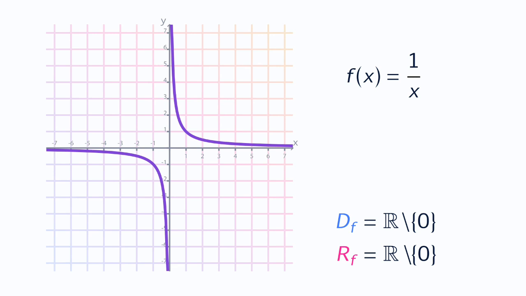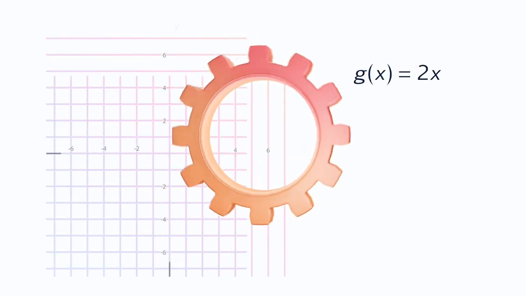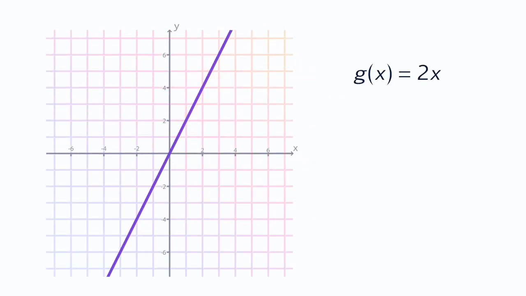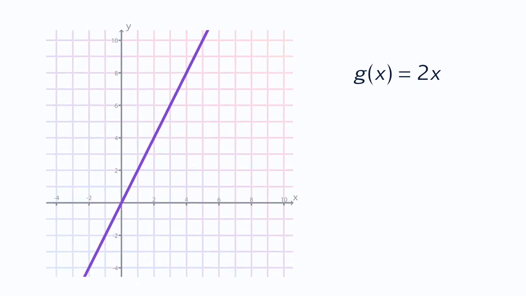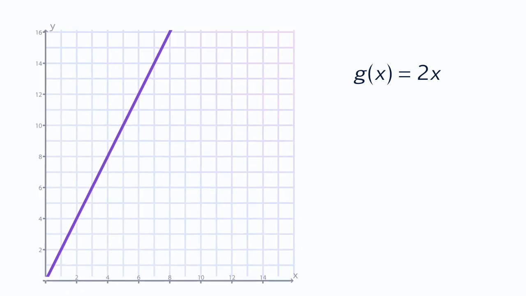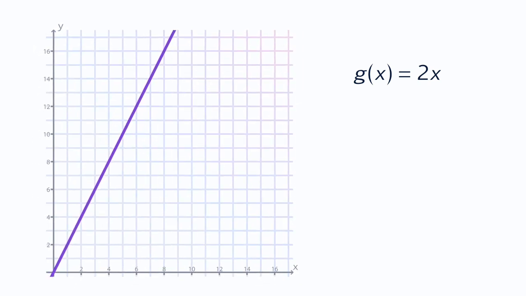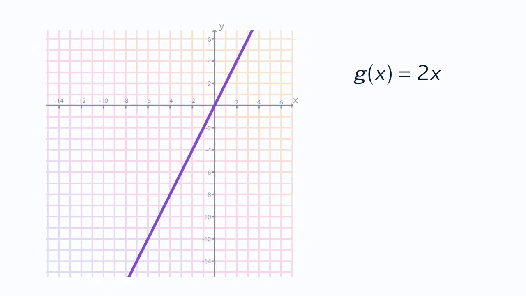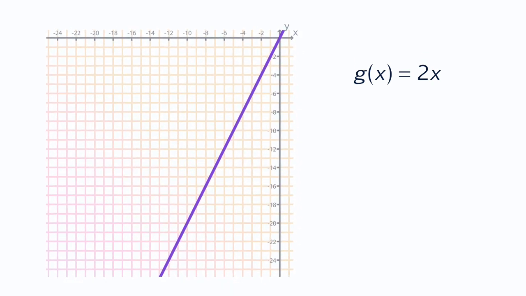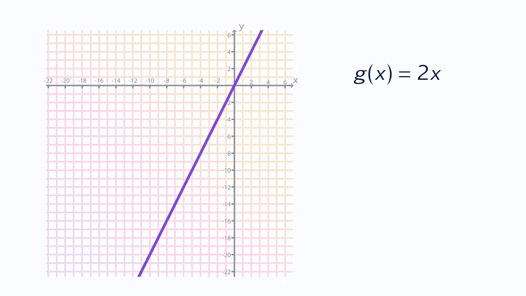Now let's consider a different example. Say you have the function g of x equals 2x. Here you see part of the function's graph. You study the graph of g of x equals 2x to find its domain and range. The graph extends far in both directions as you scroll along either axis. You find no gaps or breaks in it no matter how far you zoom out or in.